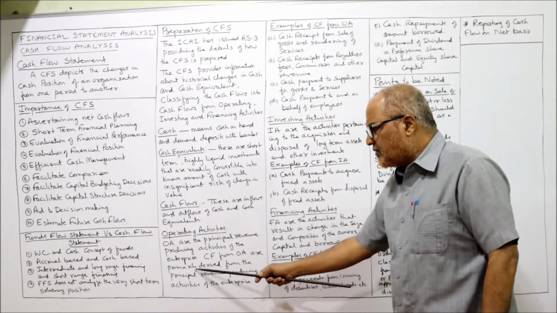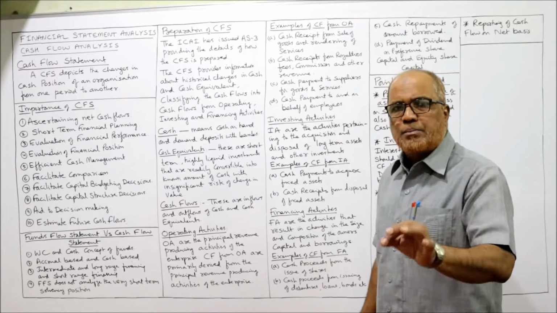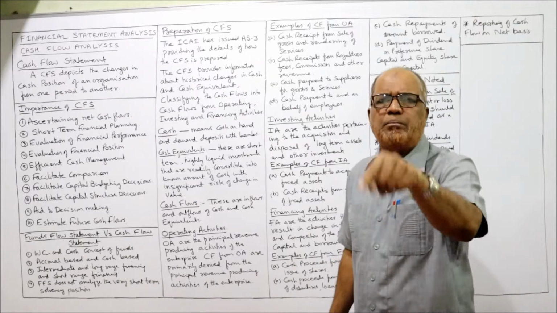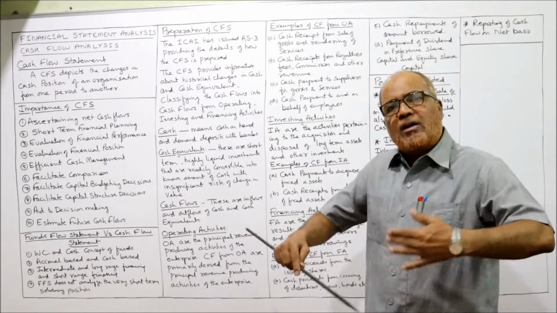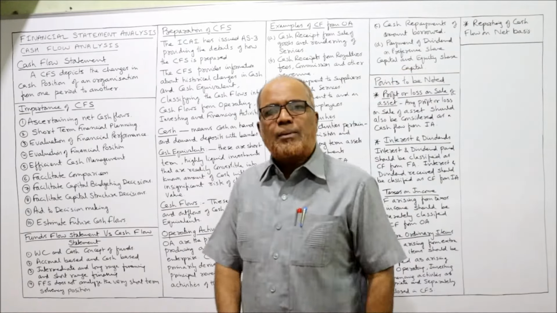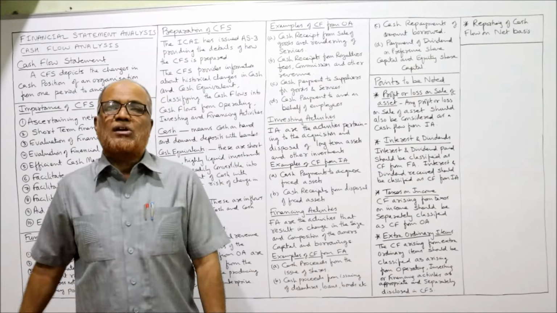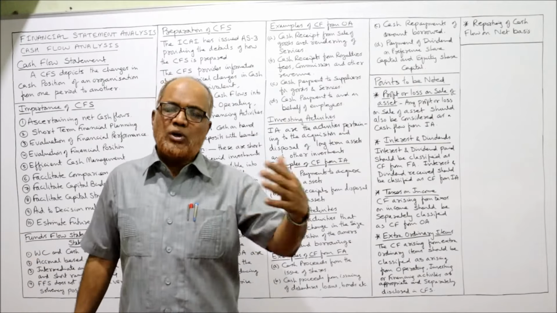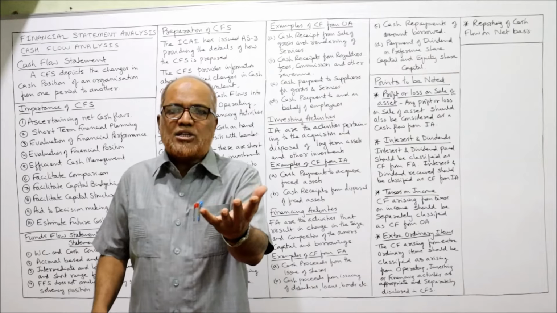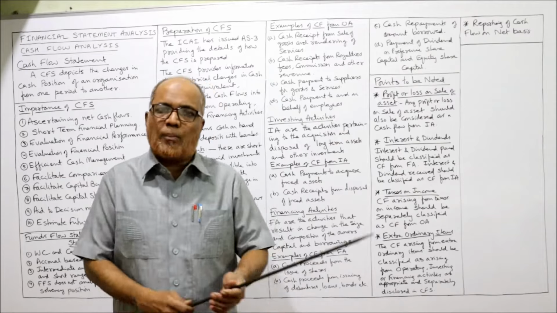Cash flow from operating activity is primarily derived from the principal revenue producing activity of the enterprise. So every business will have a main activity, and that main activity is called operating activity. So revenue generated from that main activity is operating activity. Now examples of operating activities are cash receipts from the sale of goods and rendering of services. A business organization will produce the goods, sell the goods and also provide services. So any revenue generated by producing and selling goods and rendering services is called operating activity.